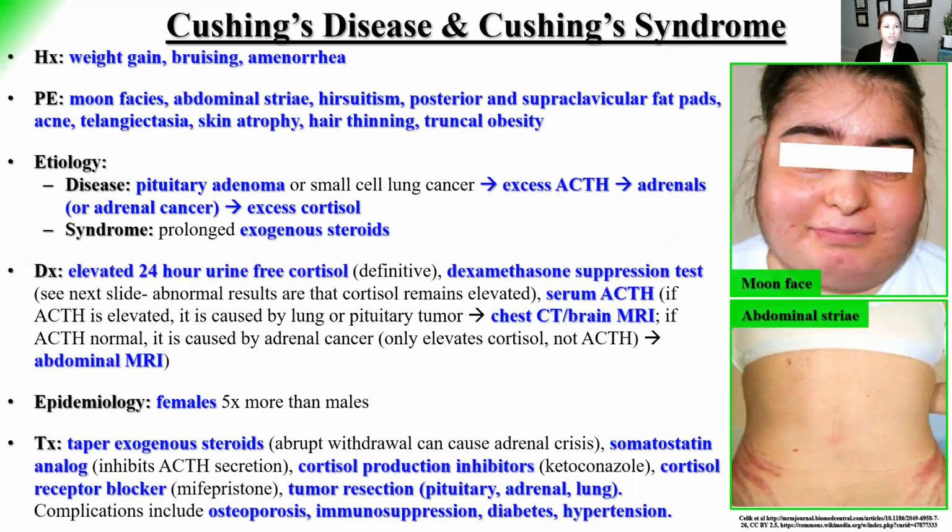Next, we'll talk about Cushing's disease and Cushing's syndrome. This is highly tested for the boards. In Cushing's disease and Cushing's syndrome, there are so many history and physical exam findings that help to set this one apart. Let's look at our pictures first.